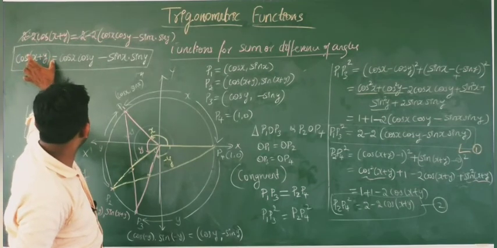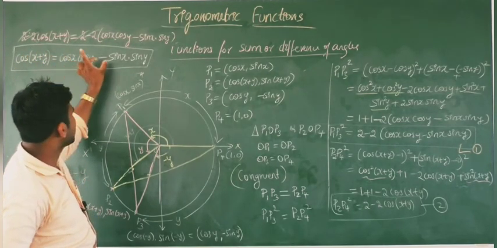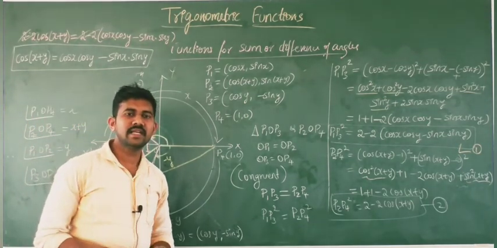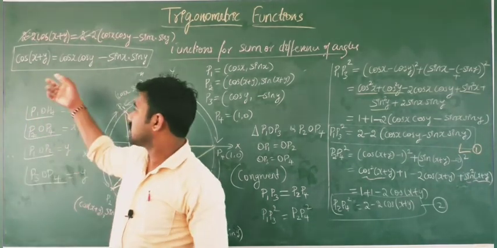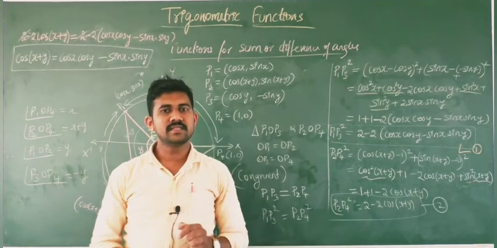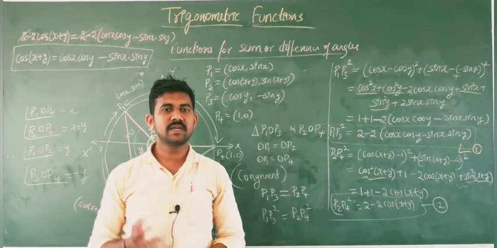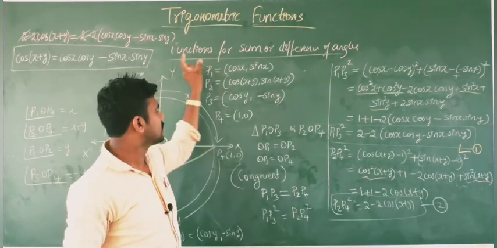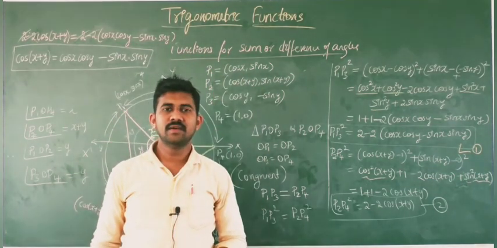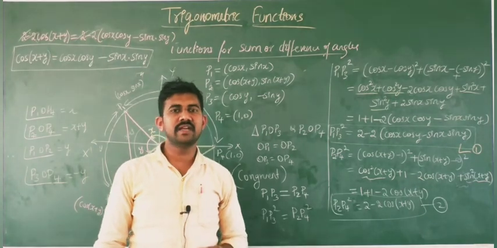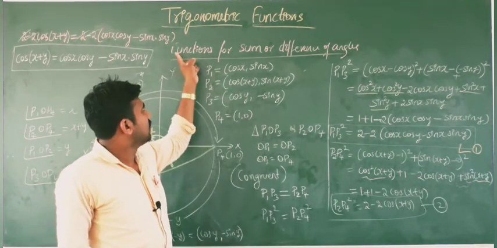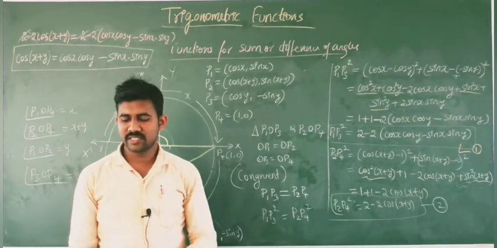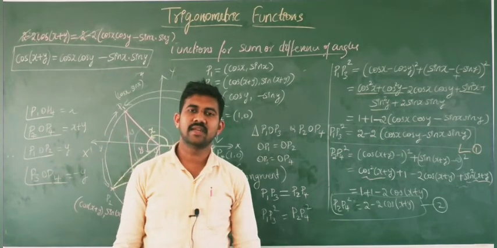cos x plus y is equal to cos x into cos y minus sin x into sin y. Okay, so similarly we can derive cos x minus y, sin x plus y, sin x minus y, tan x plus y, tan x minus y, like this. Of all trigonometric functions we can find the sum or difference. Okay, and after that we can find the trigonometric function or trigonometric ratio for allied angles also. That we'll see in the next class. Okay, thank you.